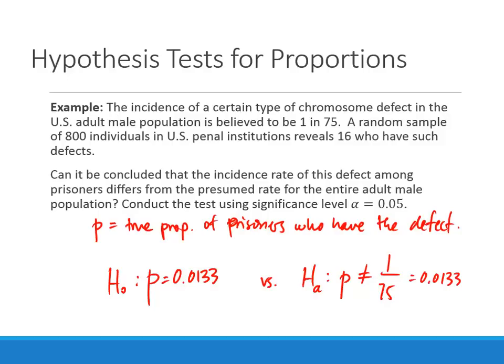So suppose I asked a question of, maybe what I'm really interested in here is the defect in these prisoners, is it greater than in the rest of the population, or less than? I might really be interested in one of those things, in which case my alternative would be its proportion is actually greater than 0.0133. But if that was the case, we're still going to use an equal sign in the null hypothesis.